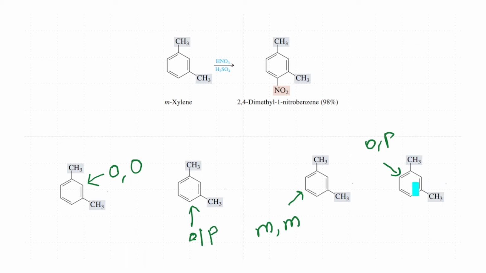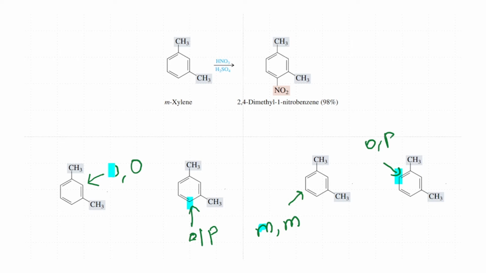And lastly, this substitution here is going to be ortho to one of the methyl groups and para to the other methyl group. Notice that this hydrogen here is essentially identical to this hydrogen because they both are ortho as well as para to the methyl group. So basically we have three choices here, and one can conclude that the meta substitution is unlikely given that the methyl group is ortho-para directing.